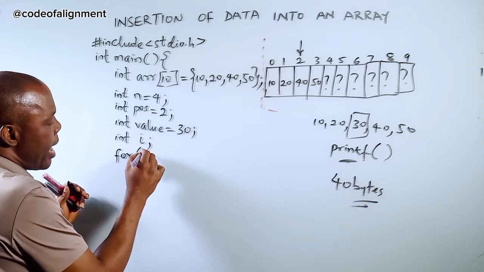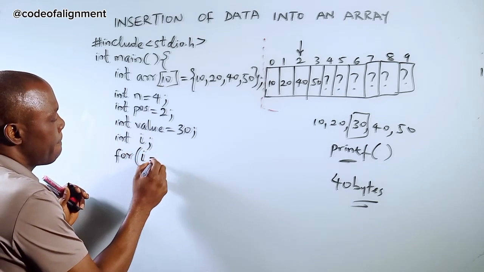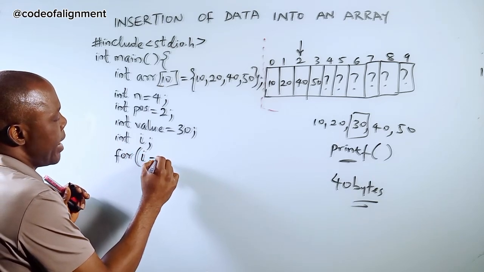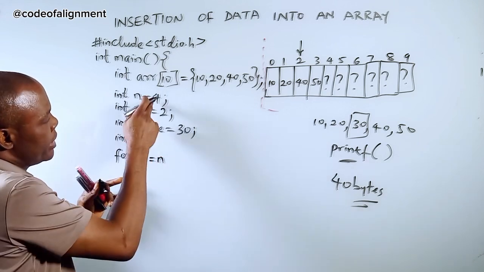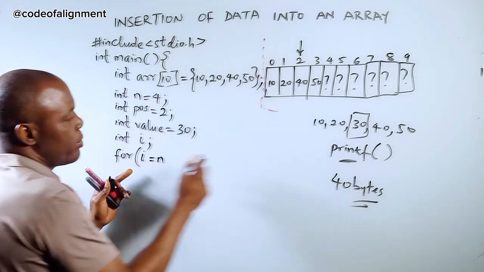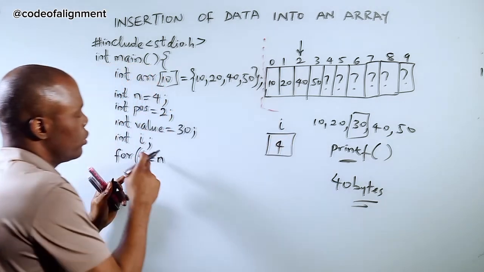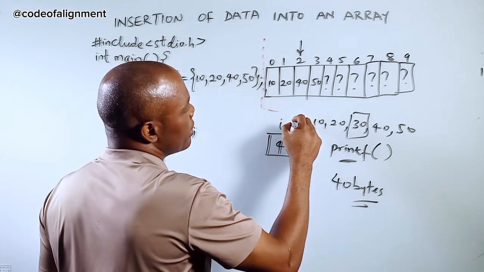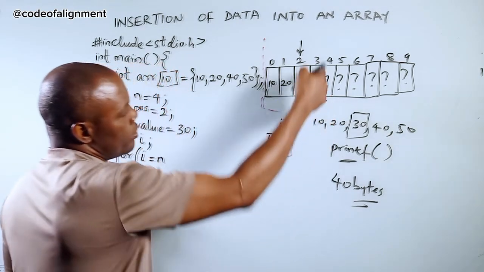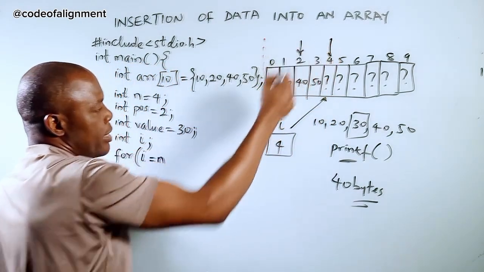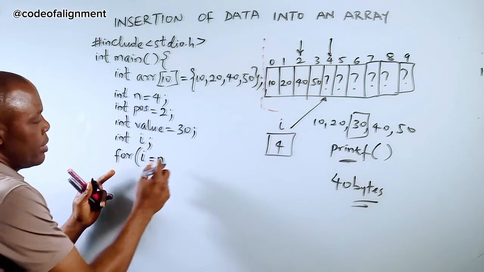Now, I'm going to initialize this i. I assign n, which is 4, to i. So I have i here, which is 4. So my index is pointing to this place. This is the index, which is this element. So that is my i.